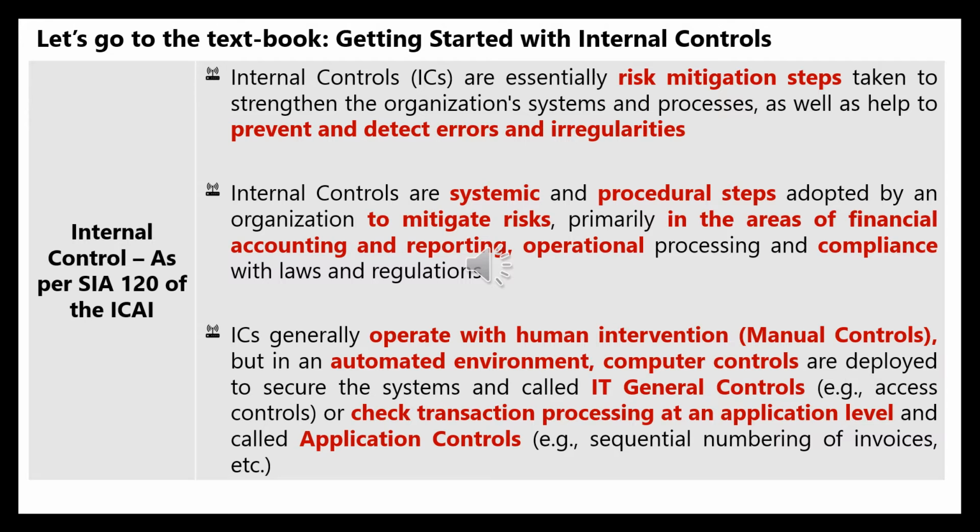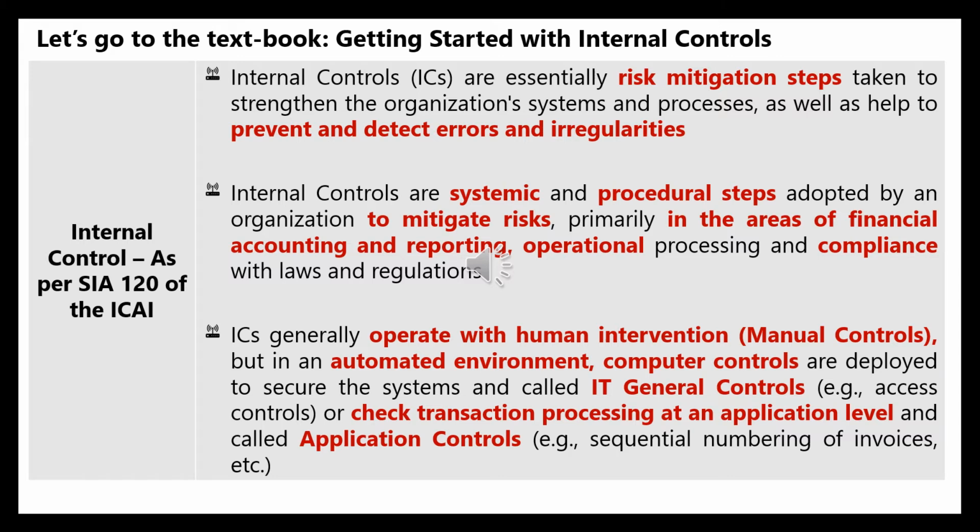Internal controls generally operate with human intervention, that is, manual controls, but in an automated environment, computer controls are deployed to secure the systems and are called IT general controls, for example, access controls. Controls that check transaction processing at an application level are called application controls, for example, sequential numbering of invoices, which typically happens in an ERP. Now, if you were to relate back, these are the terms which we discussed in the last slide, looking at it from a layman's perspective of someone just crossing the road and evaluating what is a primary control, what is a secondary control, what is a risk mitigation step, what is preventive, what is detective.